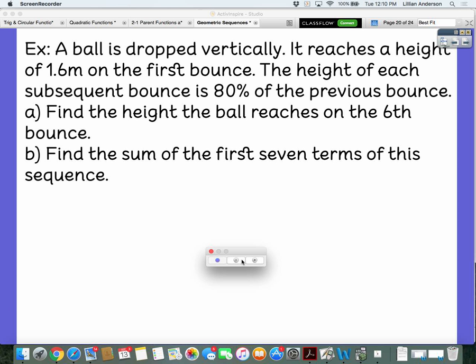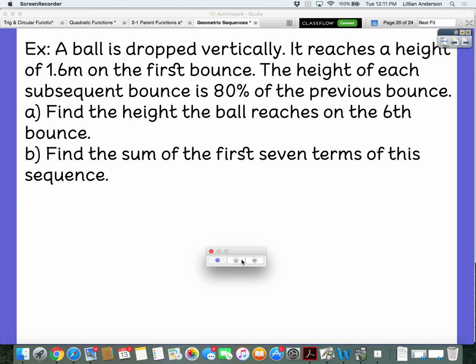Alright, so for this example, a ball is dropped vertically. It reaches a height of 1.6 meters on the first bounce, and the height of each subsequent bounce is 80% of the previous bounce. Find the height the ball reaches on the 6th bounce. Find the sum of the first 7 terms of the sequence. So, in other words, find the total height the ball travels.